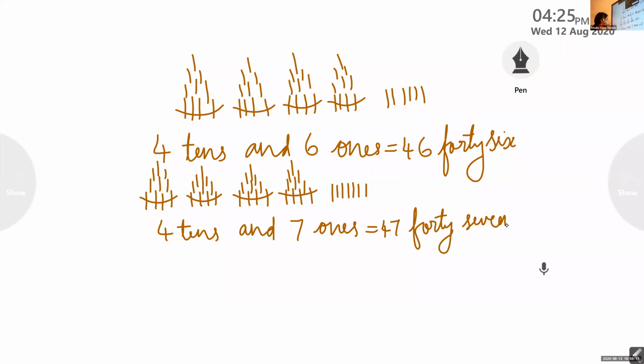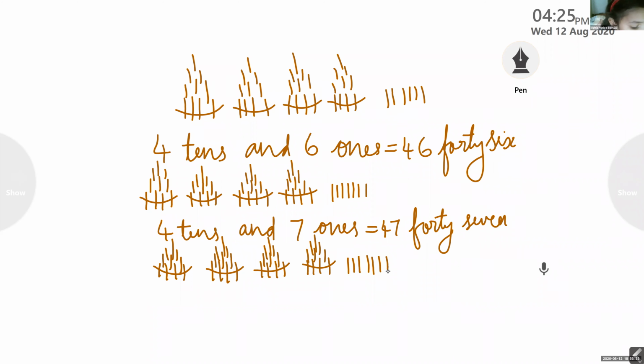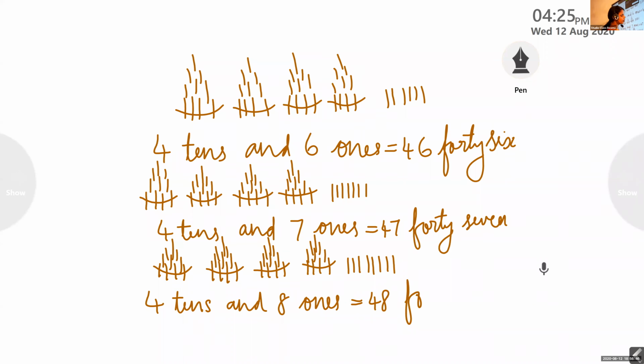Okay. Next we have 48. 48 having 4 bundles of 10 and 8 ones. So 4 tens and 8 ones. So we have 48 and the spelling is FORTY-EIGHT.